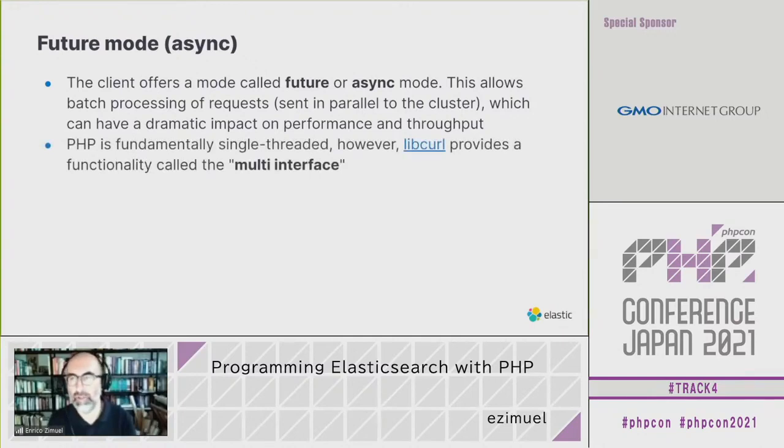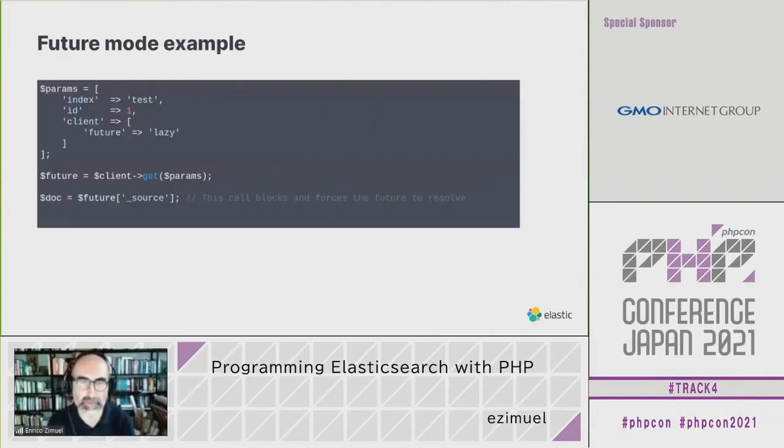Internally, Guzzle at the end uses libcurl, providing a multi-interface. So curl is the default adapter that is used by Elasticsearch PHP, and provides a multi-interface, so a way to execute different HTTP connections in parallel.